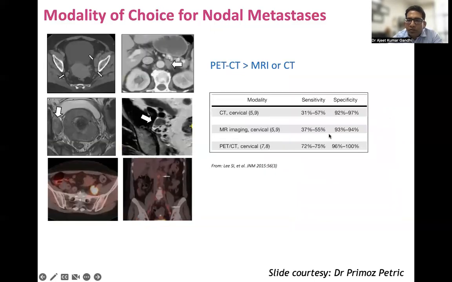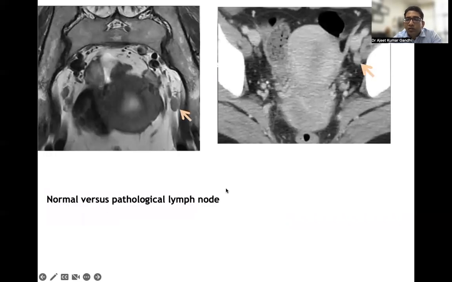So the modality of choice for nodal metastasis, although CT and MRI have got good specificity, but PET-CT is much more sensitive. It can detect smaller lymph nodes. In this case, you can see the para-aortic lymph nodes have been detected by the PET-CT, so it is the preferred modality of choice. It is also important to understand the anatomy of normal versus pathological lymph nodes.